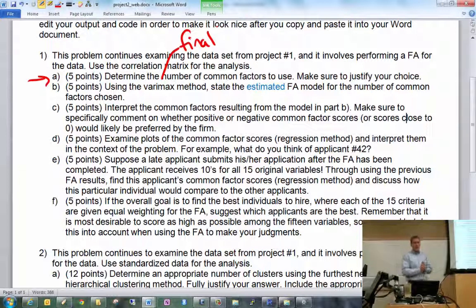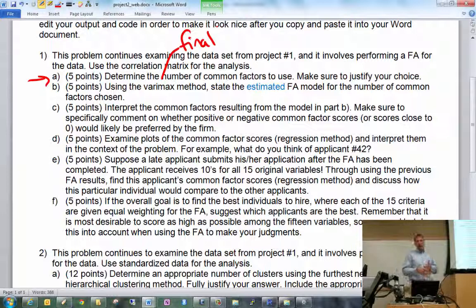Part B, using the Varimax method, state the estimated factor analysis model for the number of common factors chosen. So it's just a matter of writing out what the model is. Okay. Then part C, interpret the common factors. Make sure you interpret it in the context of the problem itself.